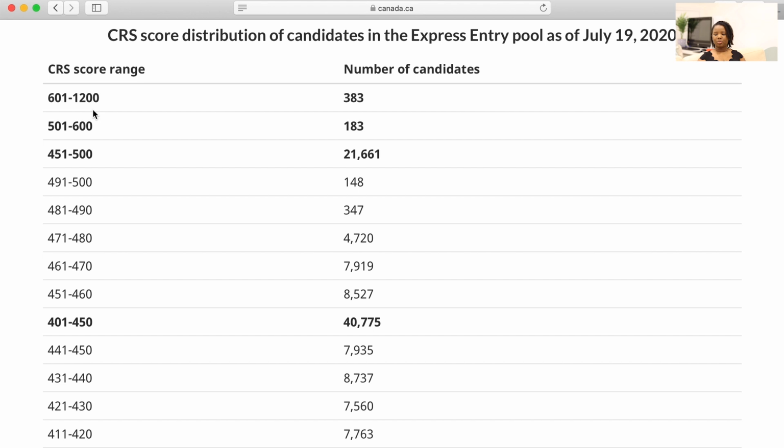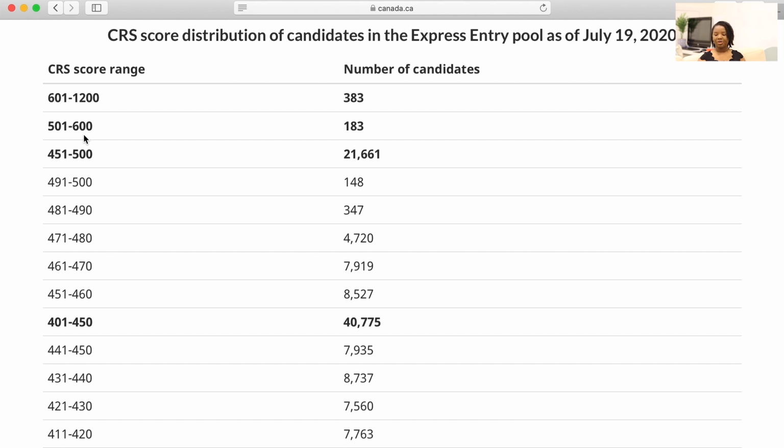So like I said, this would be people who have Canadian experience, or they have provincial nomination. So that's why their scores are this high. In the next band, there are also people who have 501 points to 600 points, and there are 183 of them. Typically, these will be people who have extra things like a Canadian education, sibling in Canada, and things like that that actually pump them over 500. Some of them would also have job offers in Canada that give them the additional score as well.